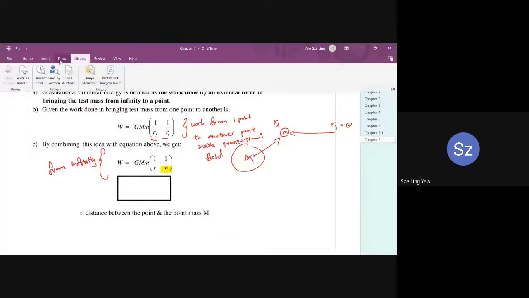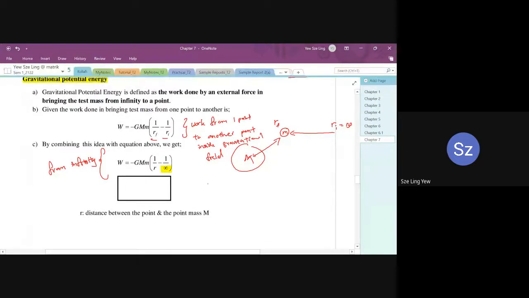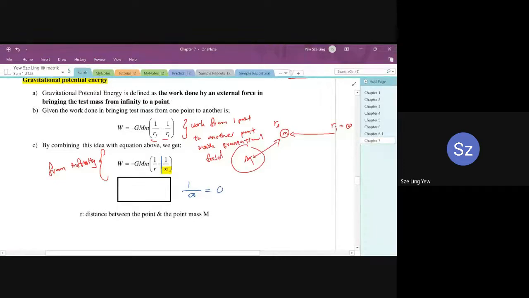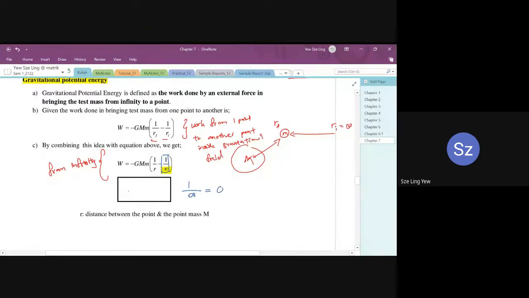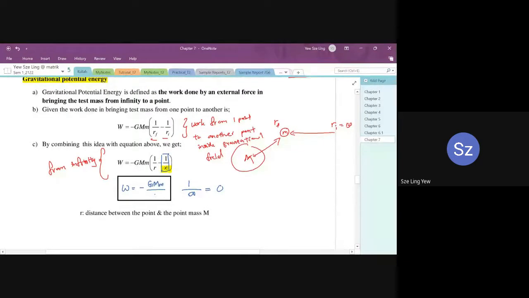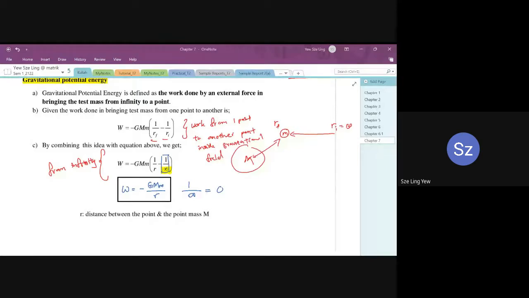So what happens when you divide a value with infinity? So 1 over infinity is actually equals to 0. So basically, this part is equals to 0. So when it is equals to 0, what can you do? So we get W equals to negative GMm over just R, which is the distance between point mass and test mass. Okay, the distance between point mass and test mass.